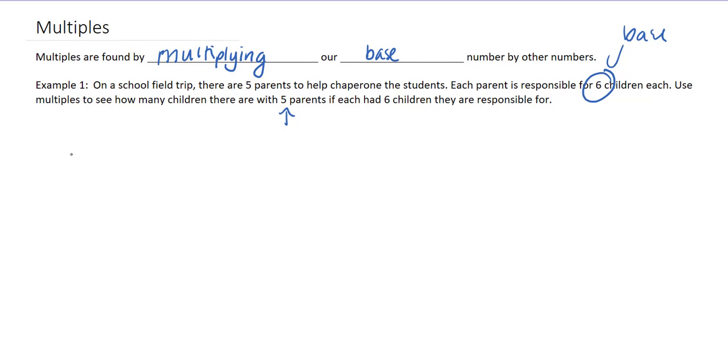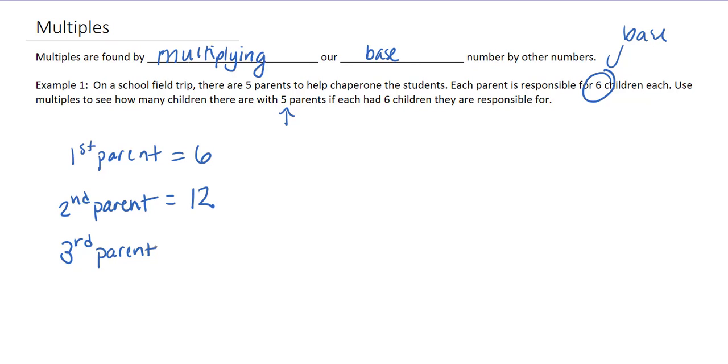So for the first parent, they have the 6 children, right? Then if we had the second parent, we would add 6 to that because between the two parents they would have a total of 12. The third parent then would go 3 times 6, or we would just go 12 plus 6, which would be the same thing, right? So we would end up with 3 times 6, 18.